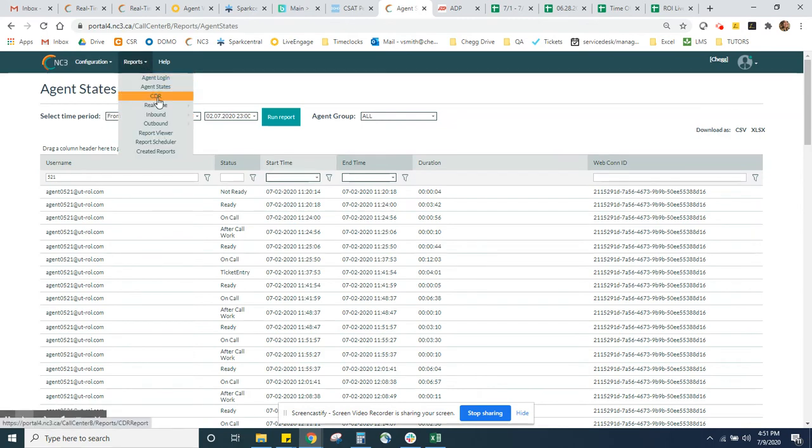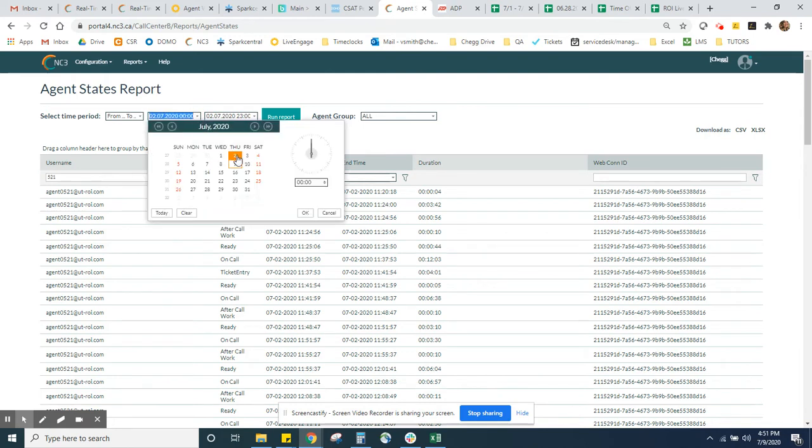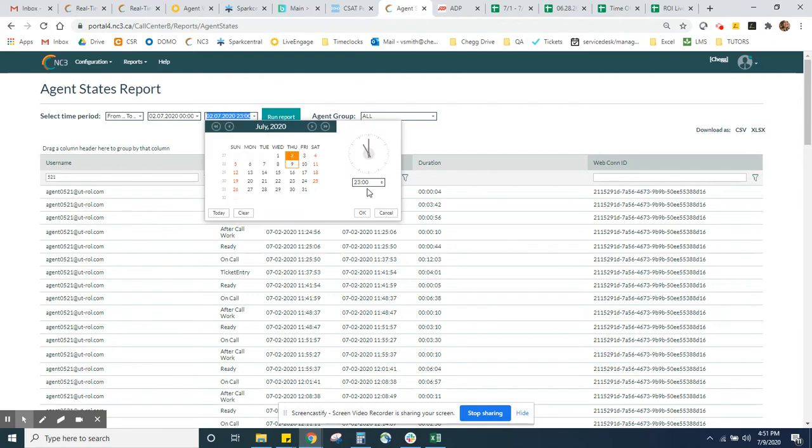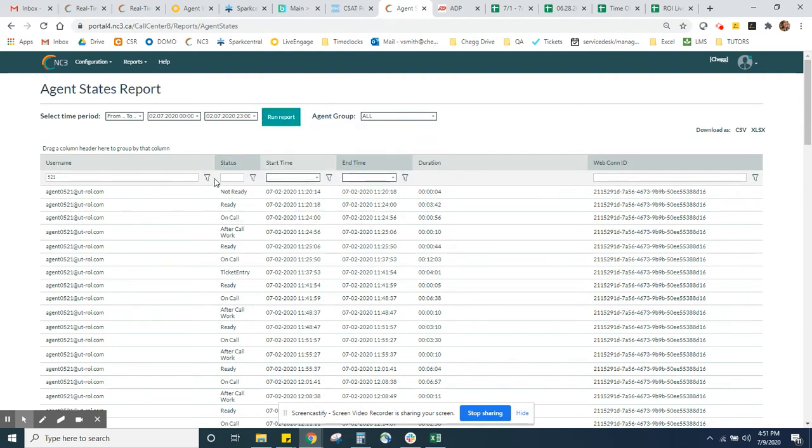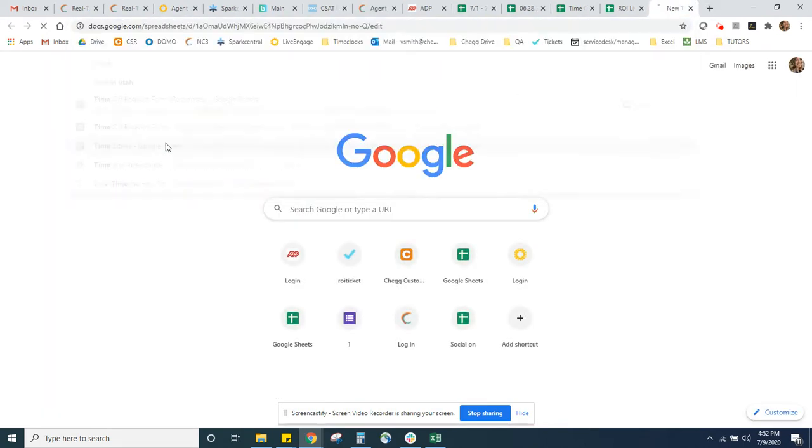I'm going to go to reports, go to agent states. From here, I'm going to select the time frame. Right now, I'm looking at July 2nd, the first hour of the day to the last hour of the day. I ran a report, and under username, I just looked at agent 521, which is the agent I'm looking for. And I can see she went into ready at 11:20 Eastern Standard Time.